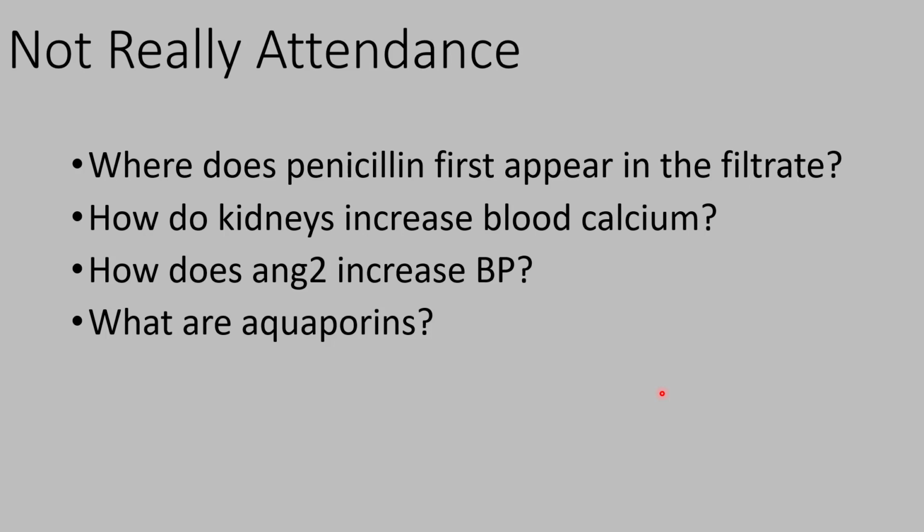How does Ang2 increase blood pressure? It does it two ways. One was it was the most potent vasoconstrictor in our body. And second, it increased the release of aldosterone, and aldosterone causes the increase in sodium reabsorption, which pulled water along with it when ADH is present.